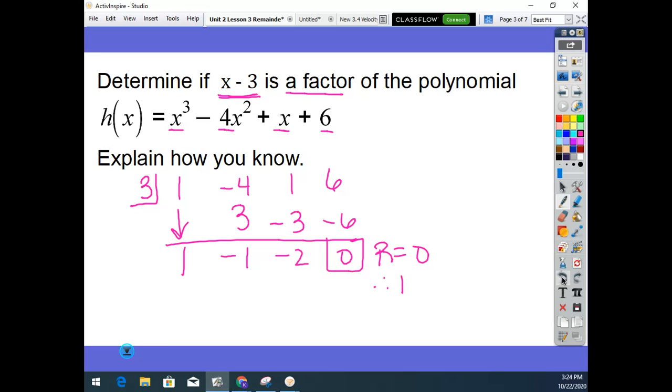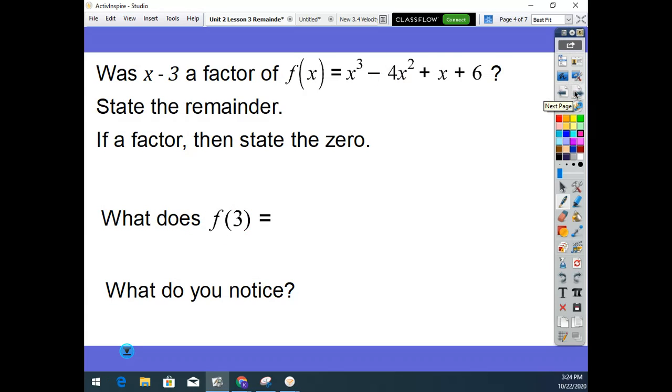Therefore, I'm going to write it this way. Therefore, x minus 3 is a factor because the remainder is 0. So this is yes. The remainder is 0. So if x minus 3 is a factor, that means x equals 3 is a 0. Because that's going to be one of our x-intercepts because it's a factor.